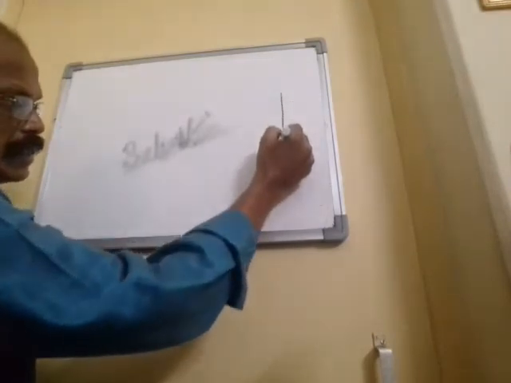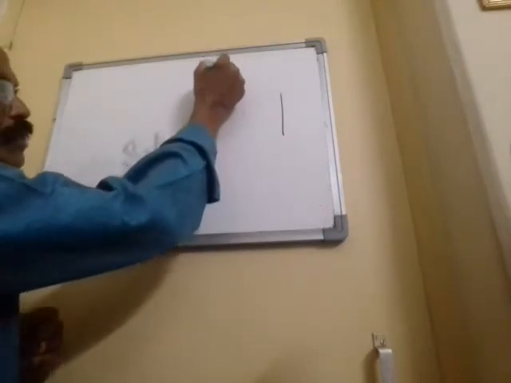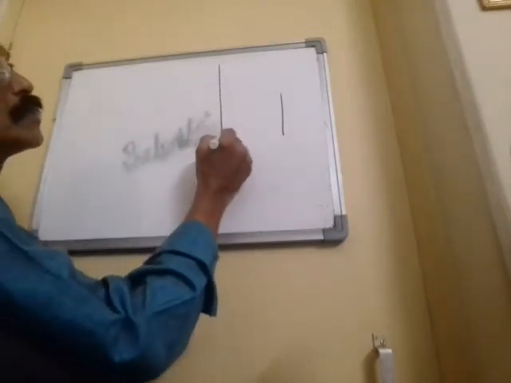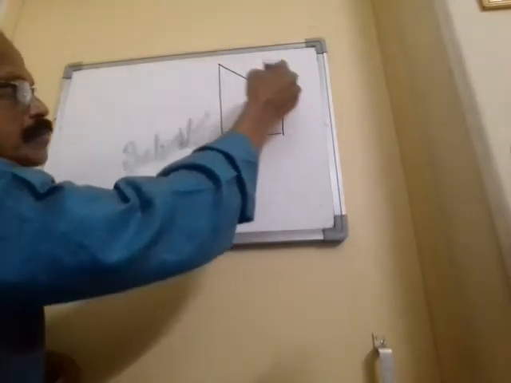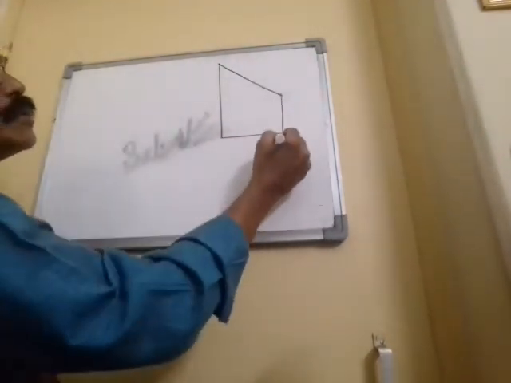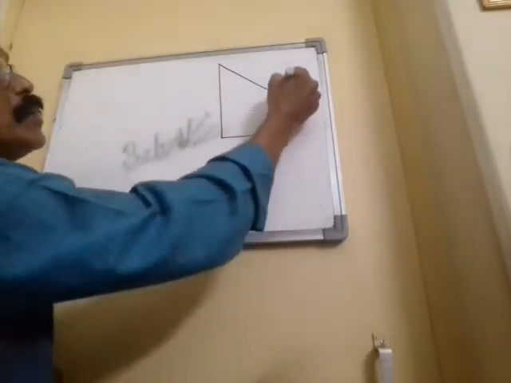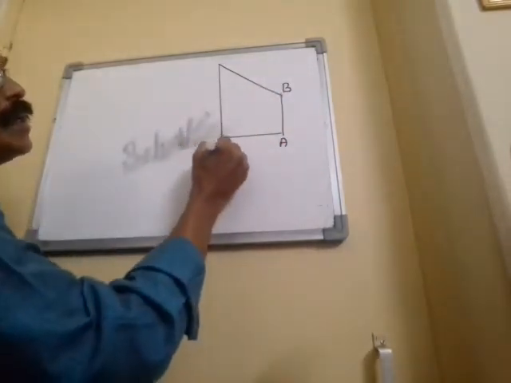So here one building and another multi-storied building. So from the multi-storied building we are observing, so naturally that should be the higher one. So here I am taking, this is AB and here it is CD.